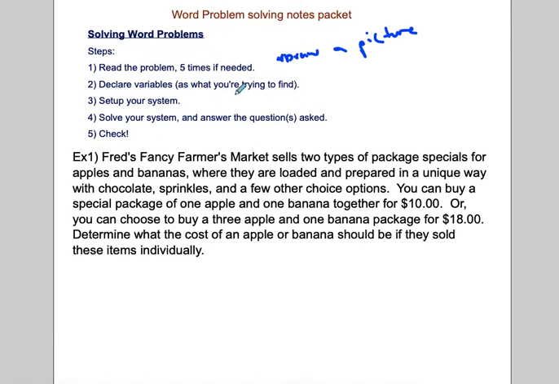So step 1, read the problem. Done. Drawing a picture of an apple and a banana wouldn't help you. Maybe it makes you laugh or something. Great, do it. There's my apple. There's my banana. Yep, that made me laugh.